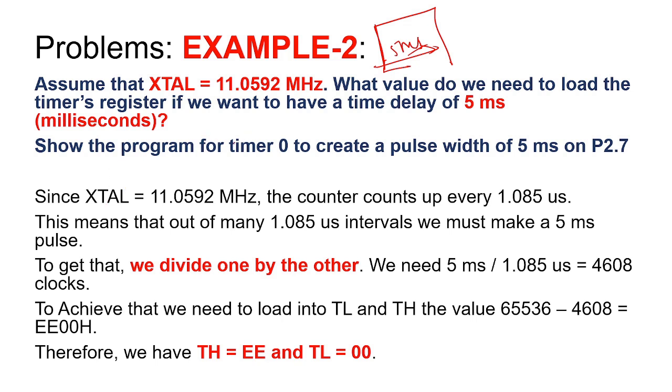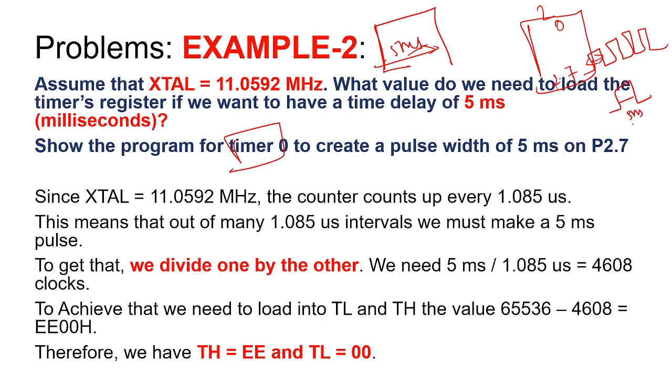Show the program of timer 0 to create a pulse width of 5 milliseconds on port 2.7. Okay, that means you have port 2, which has a range of 0 to 7. On 2.7 you want to generate the pulse. The pulse width is 5 milliseconds. The pulse width is 5 milliseconds.